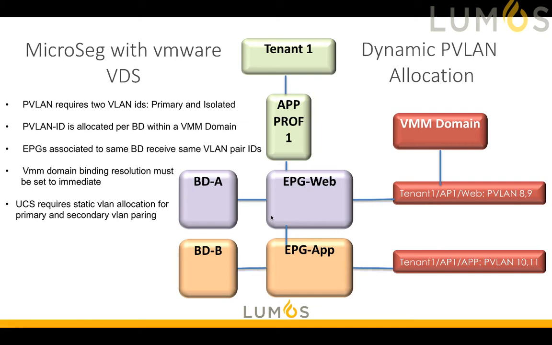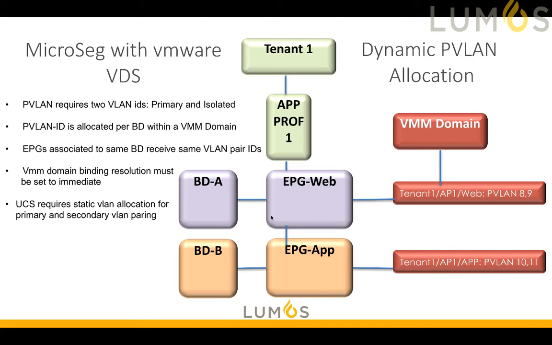So what it's going to do is it's going to grab 2 VLANs from ACI. You could do this dynamically or statically. So if we're doing dynamic and we have an association to a VMM domain, just be sure that you've got enough VLANs in there that will cover your primary and your isolated VLANs. So here's one thing we need to keep in mind. The private VLAN pairs are associated at the bridge domain level.